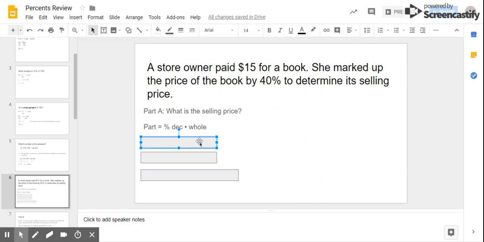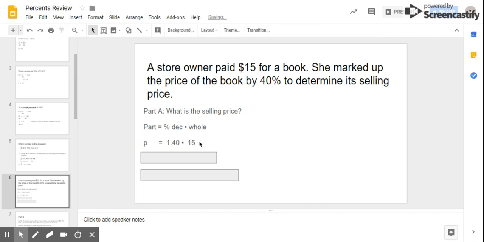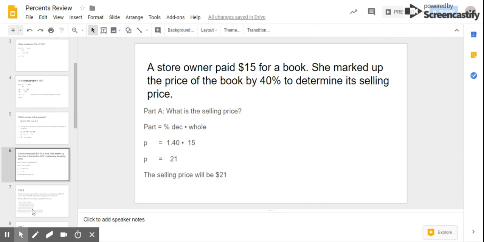Now your selling price is not 40%. We're not working with 40%. It's 40% marked up. Okay, so you're technically working with 140%. So your percent as a decimal would be 1.40. Your whole is $15 because that's how much it initially was. Okay, so you're finding what is 140% of 15, which gets you 21. So your selling price will be $21.